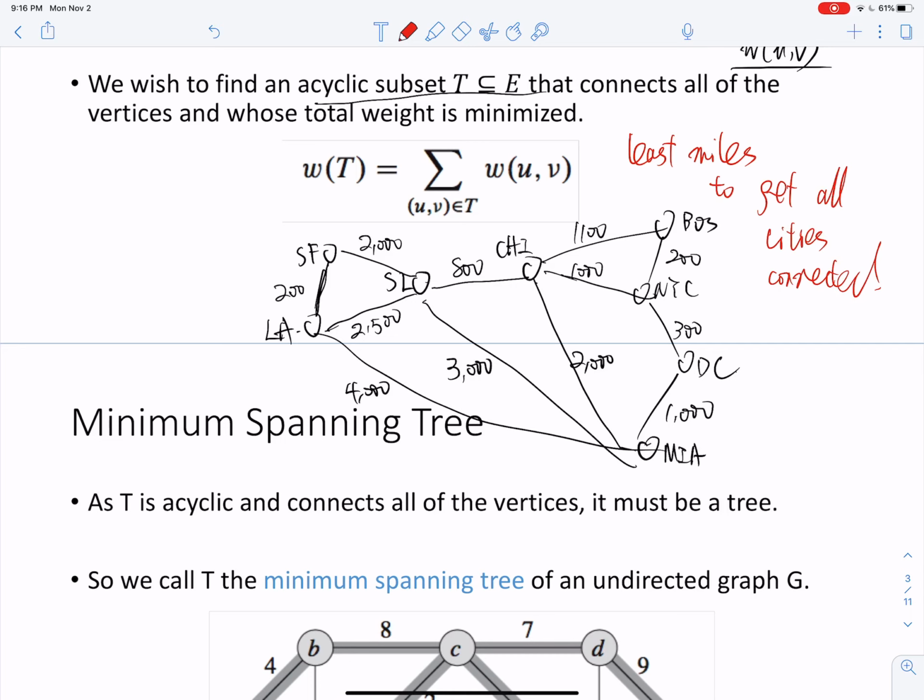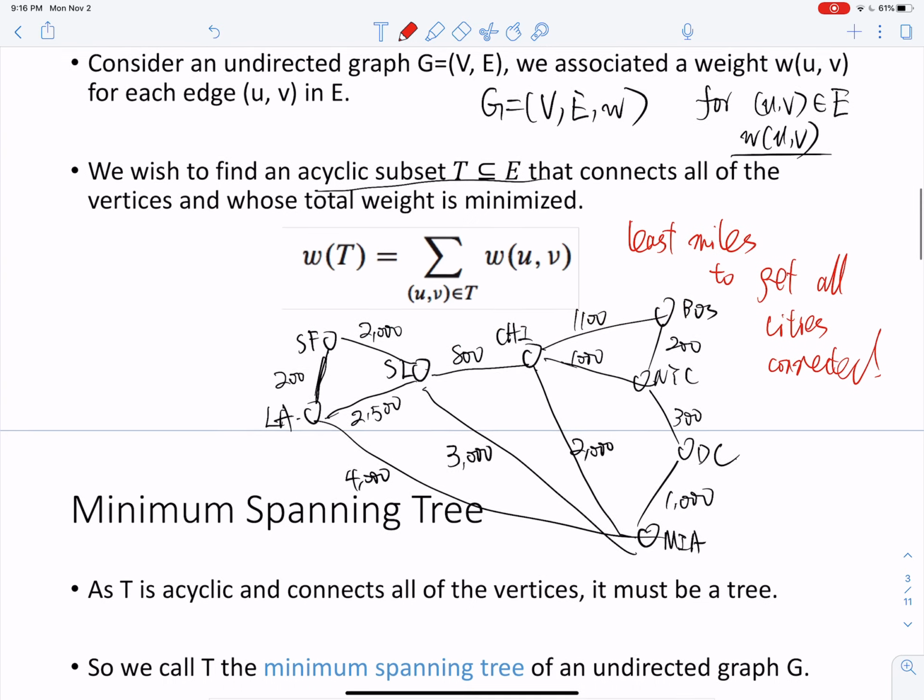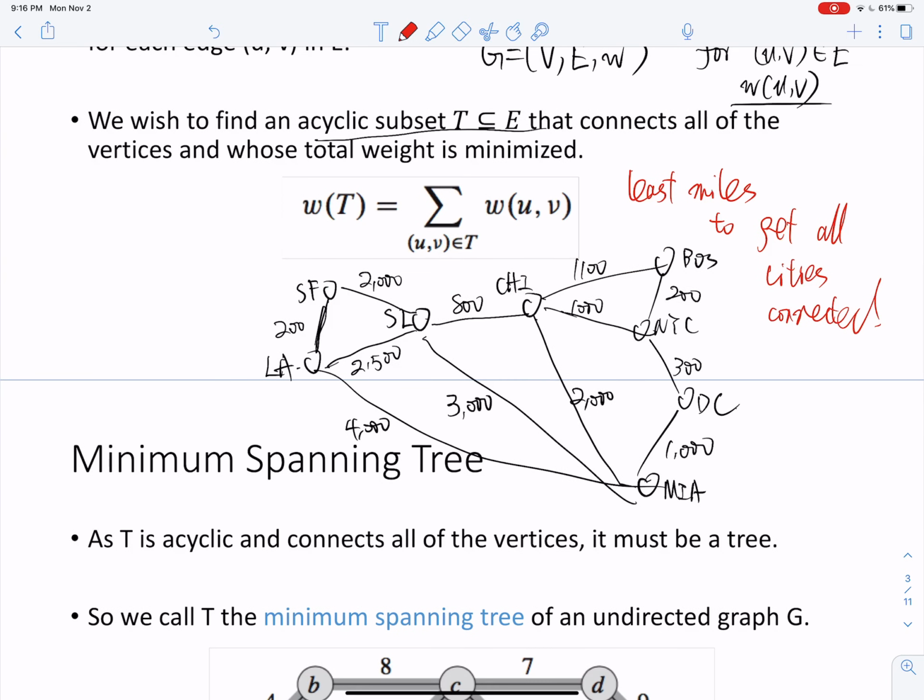So then we will need this algorithm called the minimum spanning tree algorithm to help us find the best route to connect. And the answer right over here would be this. Okay, so we are going to do it in this way. So this is the set of roads. I'm going to use the red color to denote the set of roads that we are going to build.